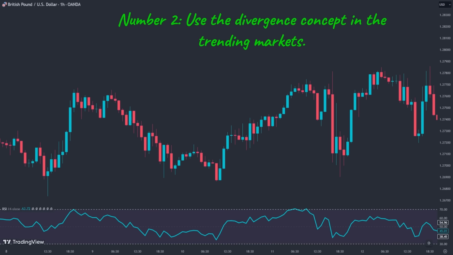Number 2. Use the divergence concept in trending markets. In ranging markets, where prices move sideways, RSI divergence signals may be less reliable due to the lack of a clear trend direction, making it challenging to act upon divergence signals effectively. So, make sure that you use this concept when you can clearly identify the trend.